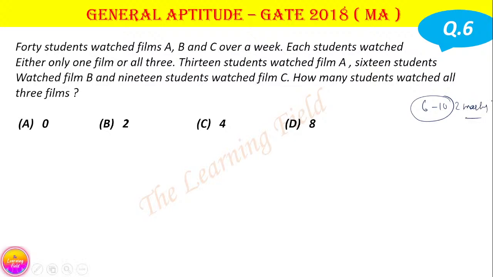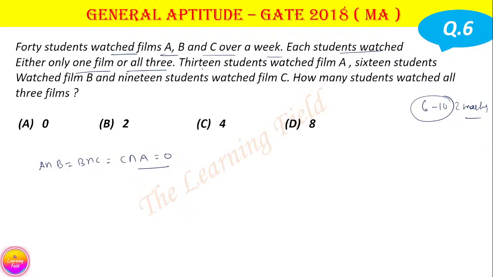It says that 40 students watched films A, B and C over a week. Each student watched either only one film or all three. That means one student can never watch exactly two films. Either they watch one film or they watch all three films. That means A intersection B equals B intersection C equals C intersection A, and this intersection is equal to 0 here.